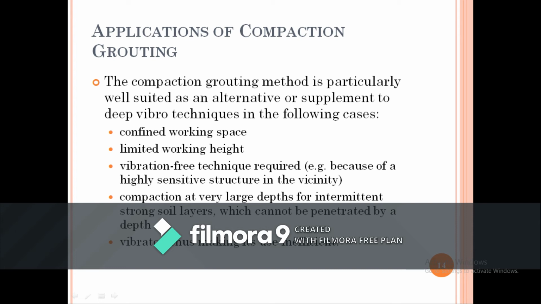The compaction grouting method is particularly well suited as an alternative or supplement to deep vibro techniques in the following cases. What is the first one?